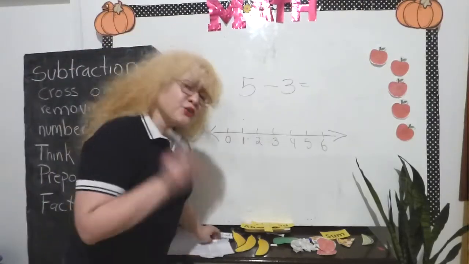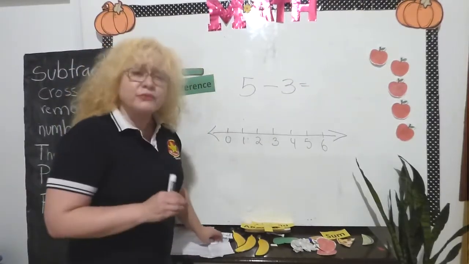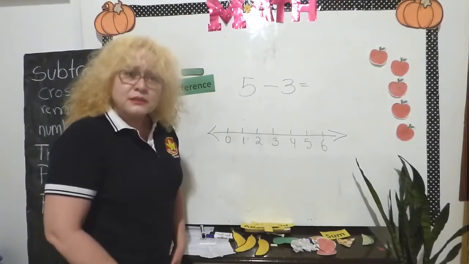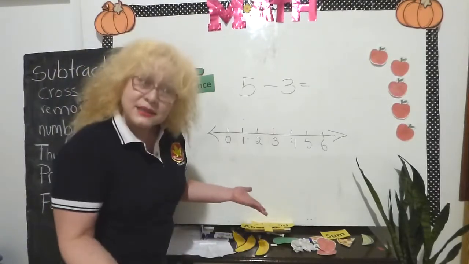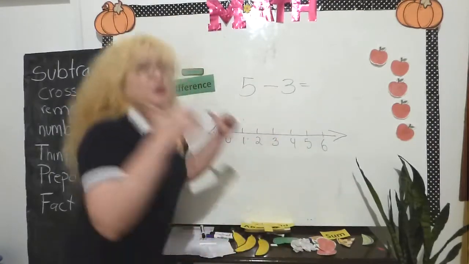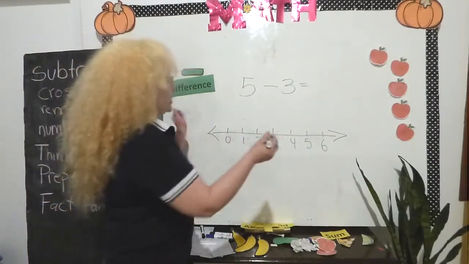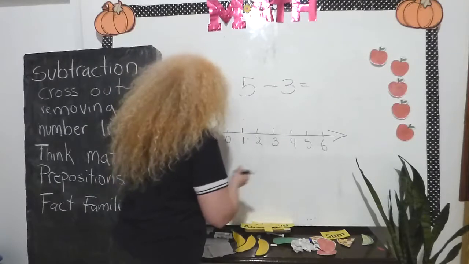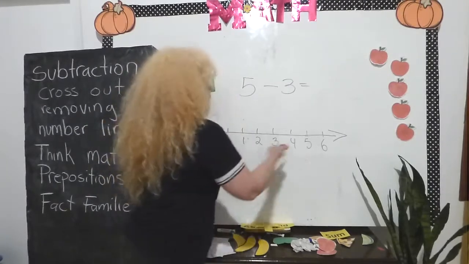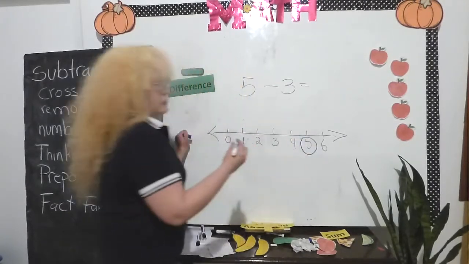So if I use my number line, what do I have to do to subtract? Yes, I have to jump back. So I'm here, 5. I'm going to use another color, 5.